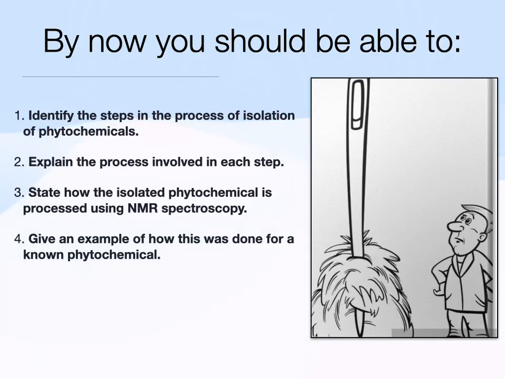So at the end of this lecture now, it is our hope that you've been able to identify the steps in the process of isolation of phytochemicals, explain the process involved in each step, state how the isolated phytochemical is processed using NMR spectroscopy, and give an example of how this was done for a known phytochemical. This concludes our lecture today.